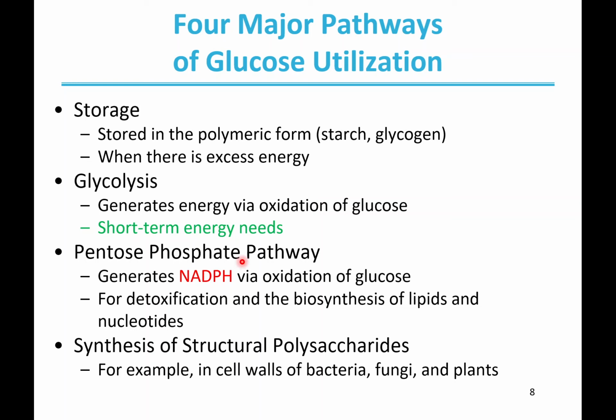The pentose phosphate pathway generates NADPH via the oxidation of glucose. So it's similar to glycolysis in that you're oxidizing glucose, but instead of getting energy out of that, you're getting a reduced cofactor, NADPH. That NADPH is then used for other cellular processes, such as detoxification or the synthesis of lipids and nucleotides. And finally, the synthesis of structural polysaccharides. These are things like cell walls of bacteria, fungi, and plants.